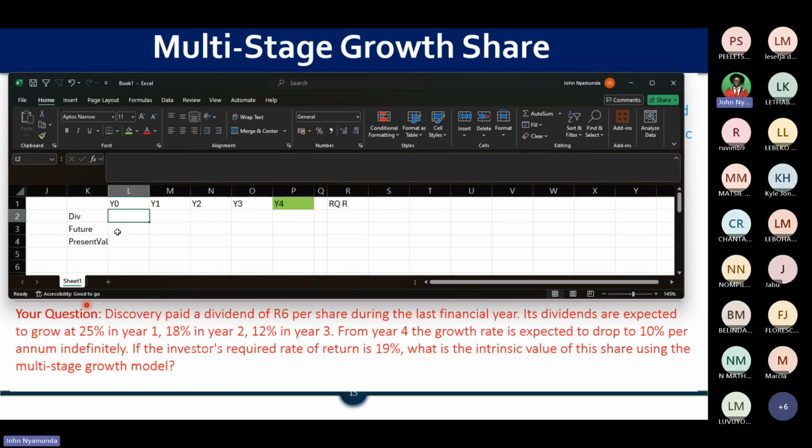So this is year 0, 1, 2, 3. From the question, Discovery paid a dividend of 6 rand last year. So we put our 6 rand here.